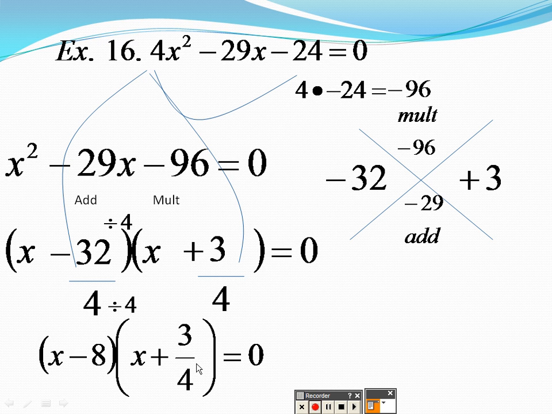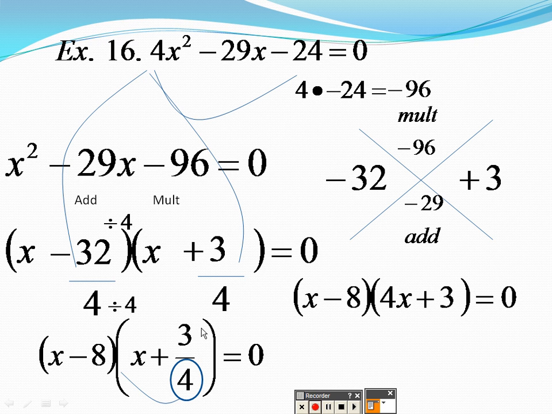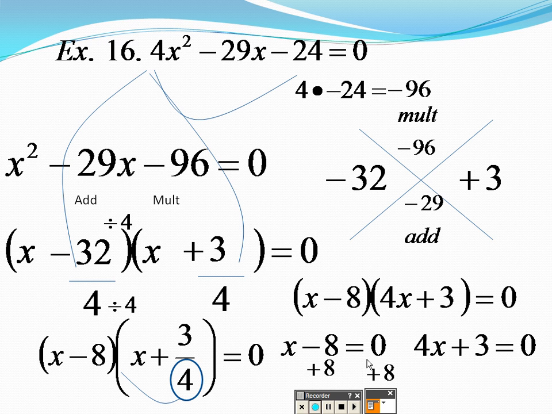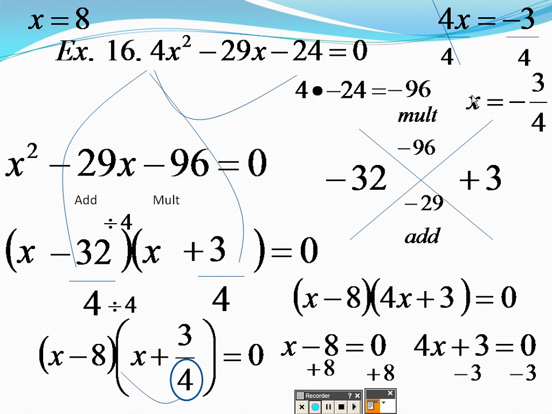But I can't have 3 over 4 because it's a fraction. So to get rid of a fraction with factors, I take that 4 and I move it right out in front of the x. So I actually get x minus 8 and 4x plus 3 as my factors. So I set each of those up to solve. I add 8 to both sides. Over in this one, I would first subtract 3 on both sides. So I end up with x equals 8 because there's nothing else to do, right? Over here, I have 4x equals negative 3. So I divide both sides by the 4, and I get x equals negative 3/4 and x equals 8 as my answers.